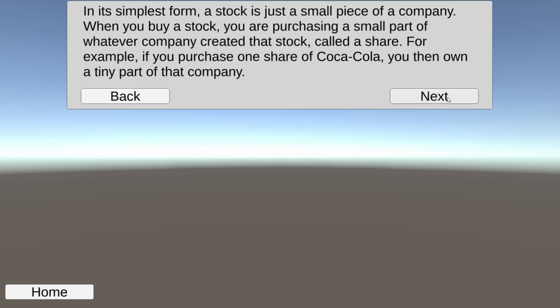So this is just a bit of an explanation of stocks, going about as simple as you can be with stock market concepts.